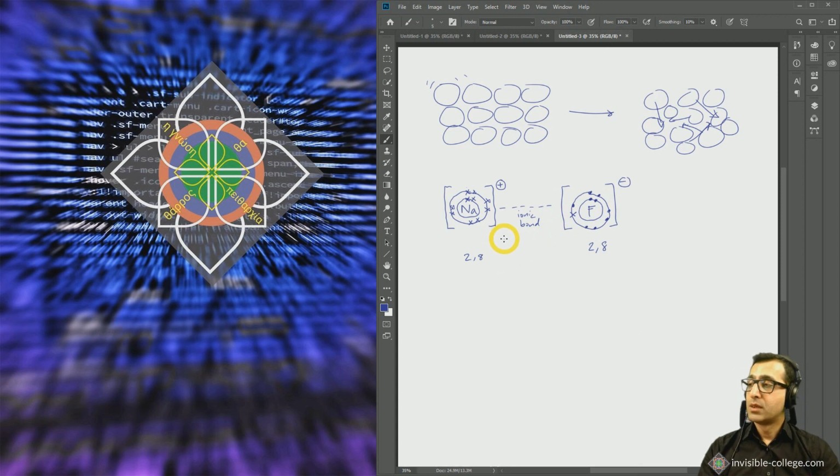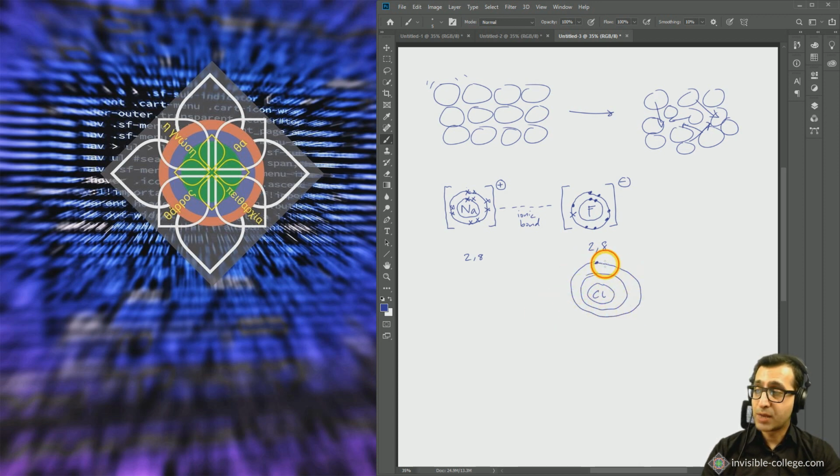So far, so good. Now, if we imagine what would happen with a chlorine atom, chlorine is in the third shell. So chlorine has 3 shells of electrons. The outer shell, because it's in group 7 like fluorine, has 7 electrons. So the underlying shells must already be filled. So this is a chlorine atom.